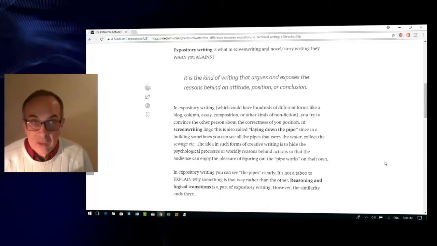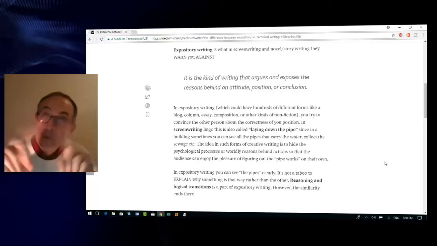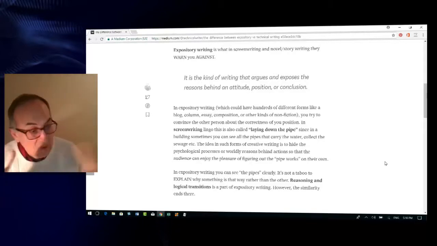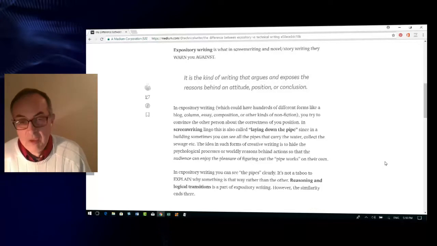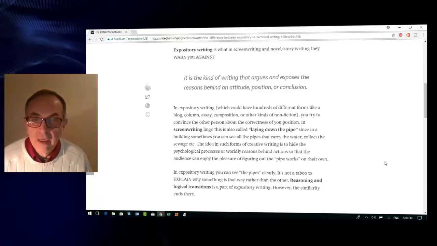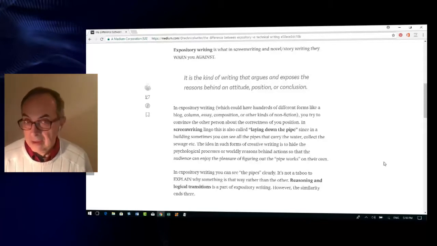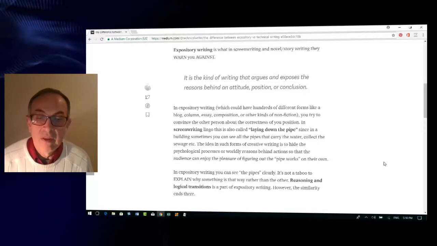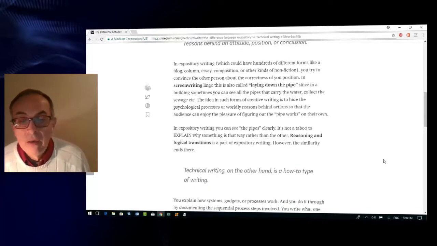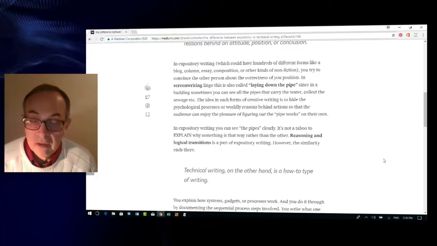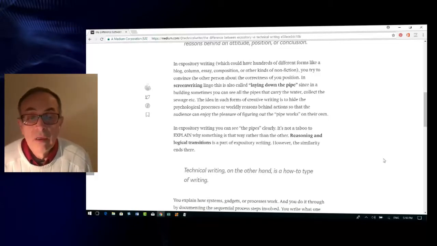And what that means is, just like sometimes you can see the pipes in a building crisscrossing the ceiling and the floors, in a similar manner, when you write a screenplay, you should not explain why characters are behaving that way. I mean, explain in words, that is, but you should use just visual elements, images, and that's the hard part of screenwriting. So reasoning and logical transition is a part of expository writing.